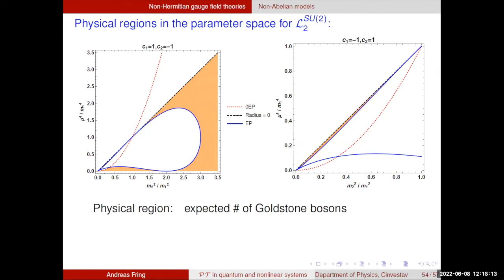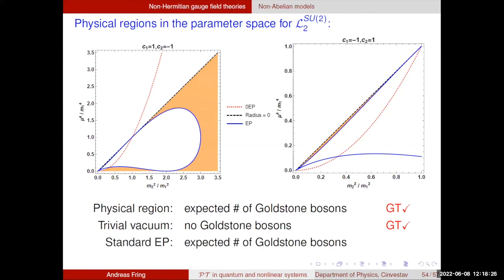And so in the physical regime, we find the expected number of Goldstone bosons. So the Goldstone theorem works. At the trivial vacuum, we find no Goldstone boson, which is also expected. At the standard exceptional point, we also find the expected number of Goldstone bosons, but this needs to be treated separately. The exceptional point can in no circumstance, even for matrix models, be treated in the same way as the PT regime.